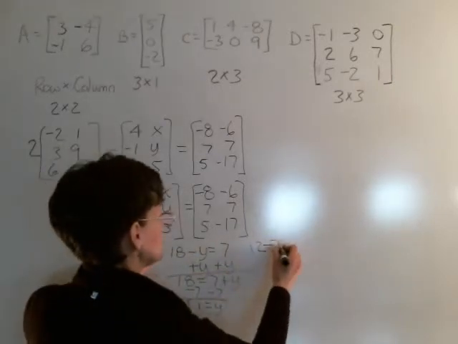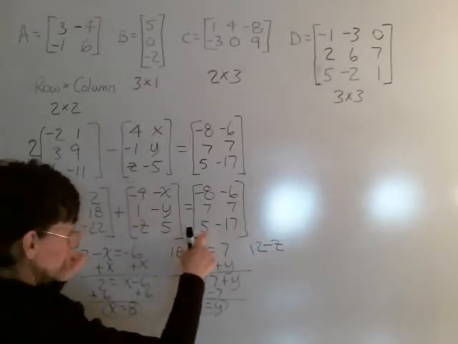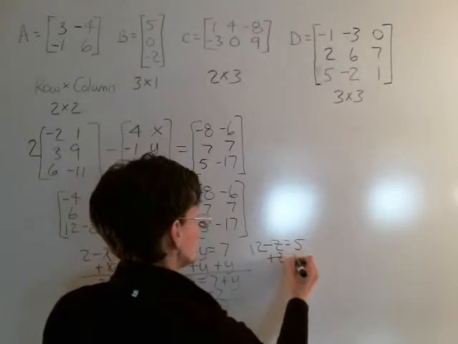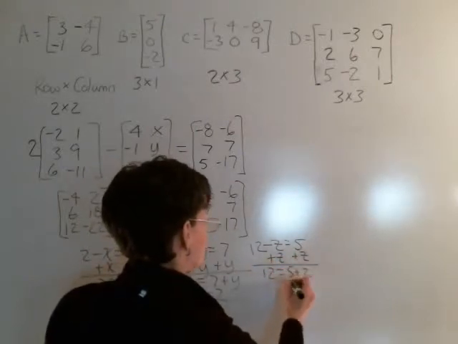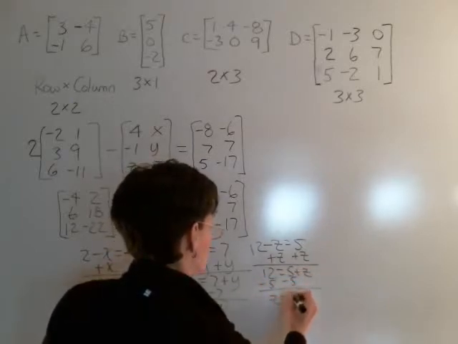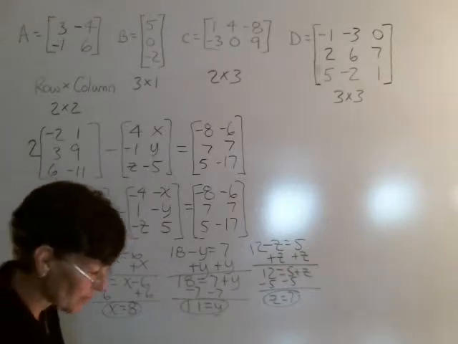Minus z, remember I'm just looking at the terms in that lower left corner, equals 5. Add z to both sides, and I get that 12 equals 5 plus z. Subtract 5, and z equals 7. So that's a simple matrix equation.